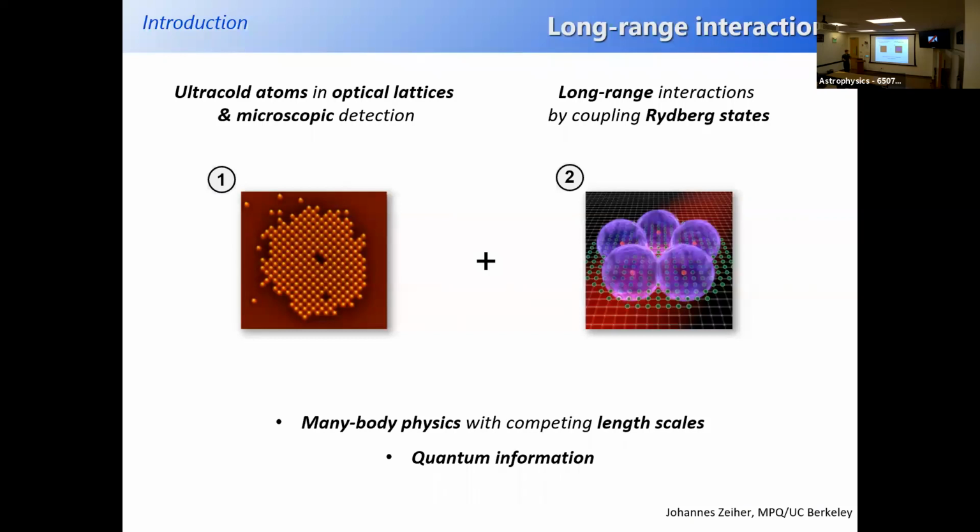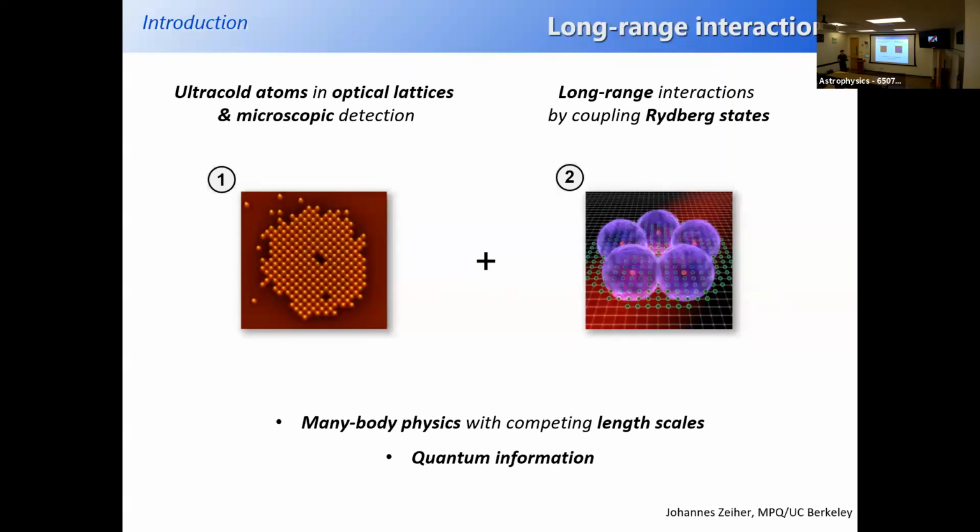Why is that interesting? There's interesting many-body physics because you have competing length scales: the length scale of the separation of the atoms and the length scale associated with this interaction. And of course, it's also interesting from a technological perspective in that you can think of this array, an ordered array, as a register, and the long-range interaction as a way to induce qubit interactions, and so to use it as a type of quantum information. So I want to motivate this aspect of competing length scales a little bit more.